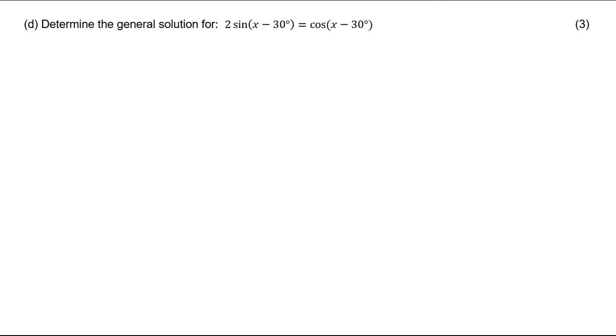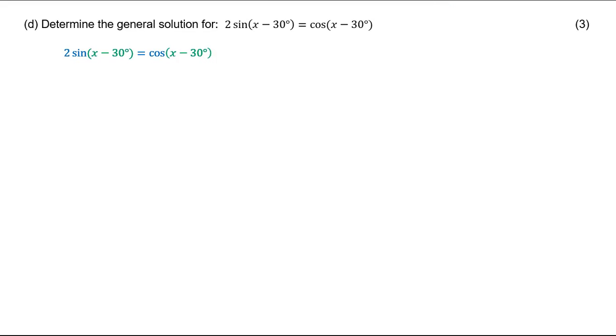Now here we need to determine the general solution. And one thing I notice is that I have two different ratios on both sides. And fortunately, those ratios have a common angle, which is that x minus 30 degrees. If there was no common angle, we were going to change one of the ratios by introducing 90 in front of the angle that you have. But I didn't have to do that here.